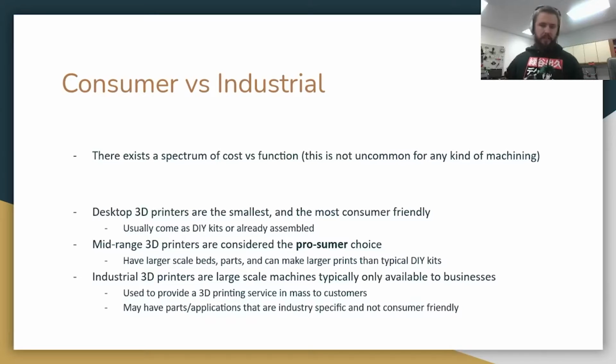So we're going to touch very lightly on consumer versus industrial, as this part gets a little droll, but it does exist for a reason. There is a spectrum here, and it starts with desktop 3D printers, which is what we have here in the 3D printing lab. We have 3D printers that are so small, we can just stick them on a countertop and use them like you would an inkjet printer. They are typically already assembled. They can also come in what's called a DIY, a do-it-yourself kit, where all the parts are disassembled and you put it together like a very expensive Lego kit.